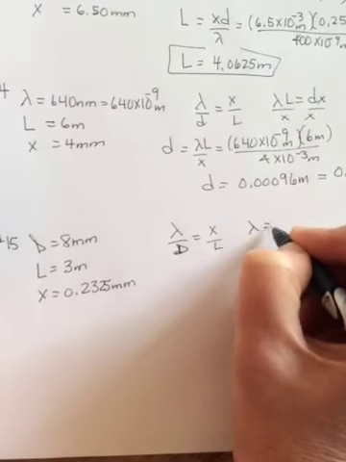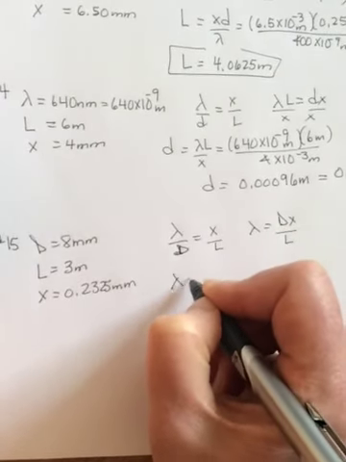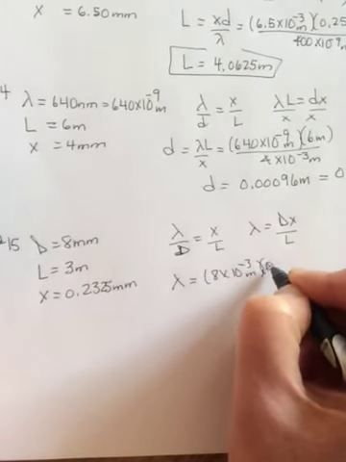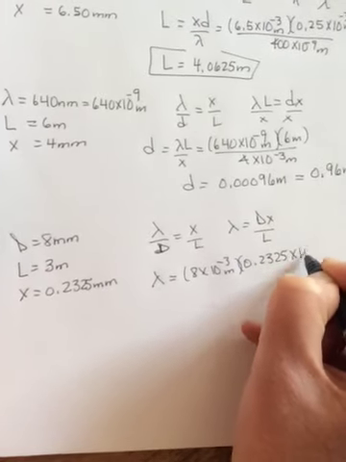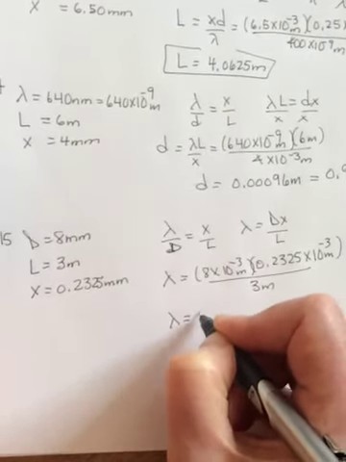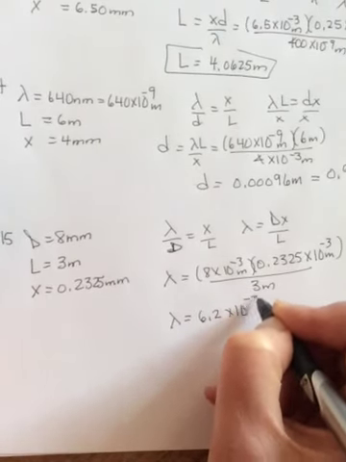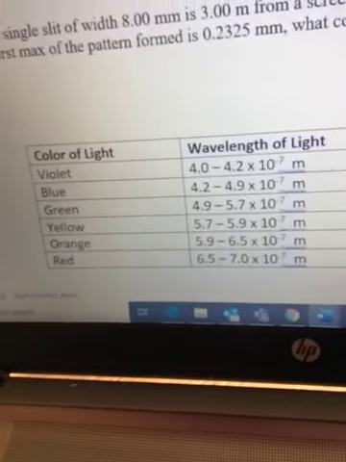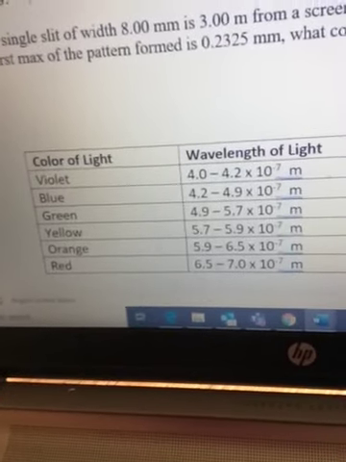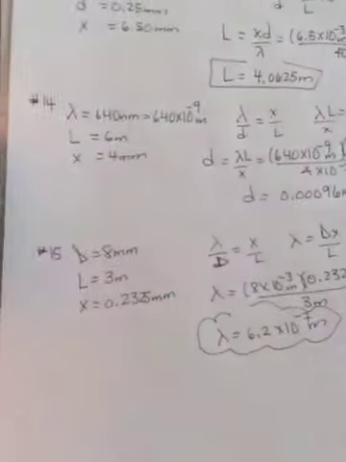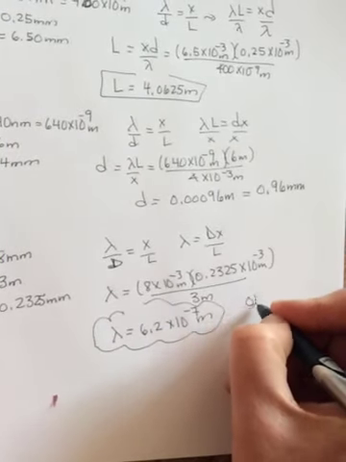Take your D up. So lambda will equal DX over L. So lambda will equal 8 millimeters, 8 times 10 to the negative 3 meters, times 0.2325 times 10 to the negative 3 meters, divided by 3 meters. And you get a lambda to be 6.2 times 10 to the negative 7 meters. So this is the wavelength, but it asks for the color. So you now need to go back to this chart, and you need to find, where does 6.2 land there? Well, it lands between the 5.9 and the 6.5 times 10 to the negative 7, so it should be orange. And so the last part of this answer is orange.